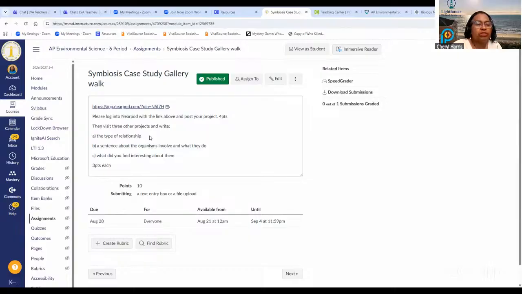What type of relationship is it? Commensalism, parasitism, mutualism. One sentence about what the 2 organisms are doing in that relationship, and why did you find that interesting, or did you not find that interesting? Okay, that's your answer for the gallery walk.